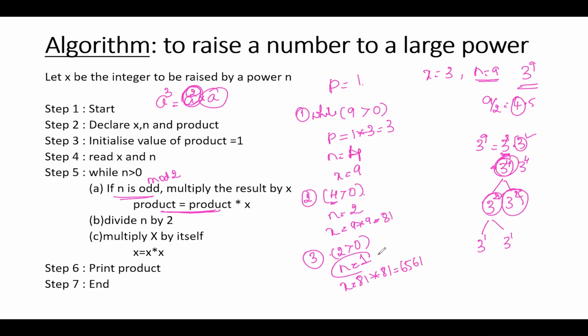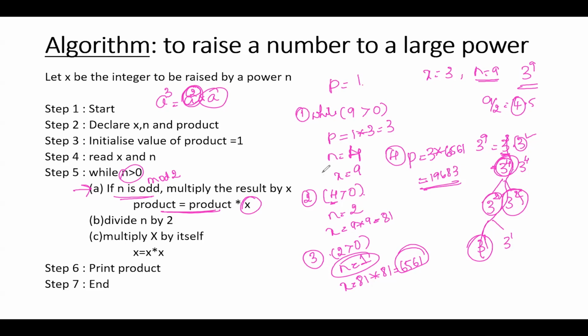All right, now once again, n value is 1. I'll come back to the loop. I will check is n greater than 0. Of course, it is greater than 0. And then we will check if n is odd. Yes, n is odd. Hence, what I'm going to do. So this calculation, when n is odd, I'm going to say product is equal to, which product already had the value 3, product into x. Now what x has? X has 6561. Hence, I will get the value 19683. So what we are doing is we're retracing back.